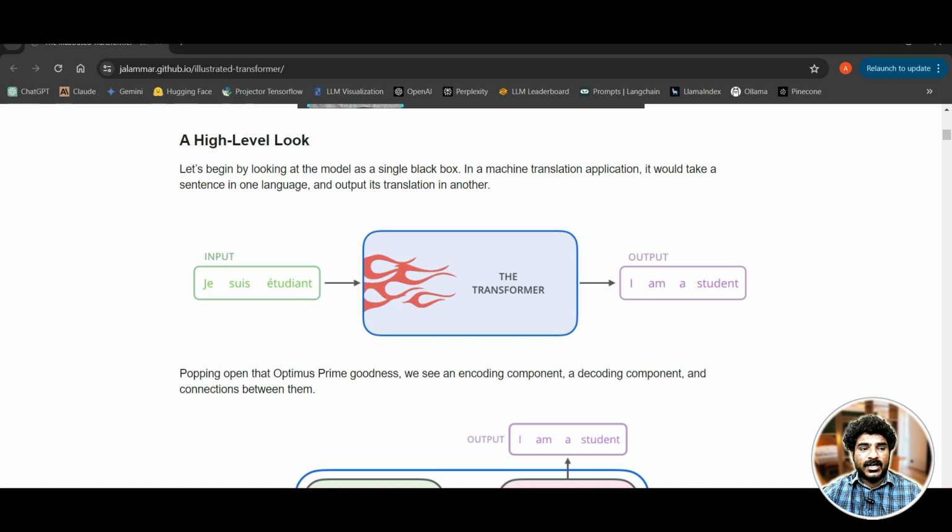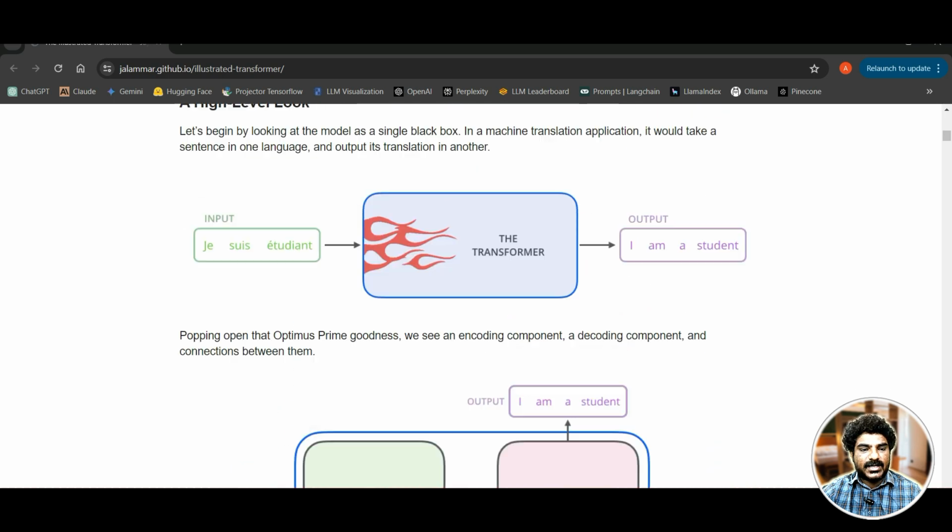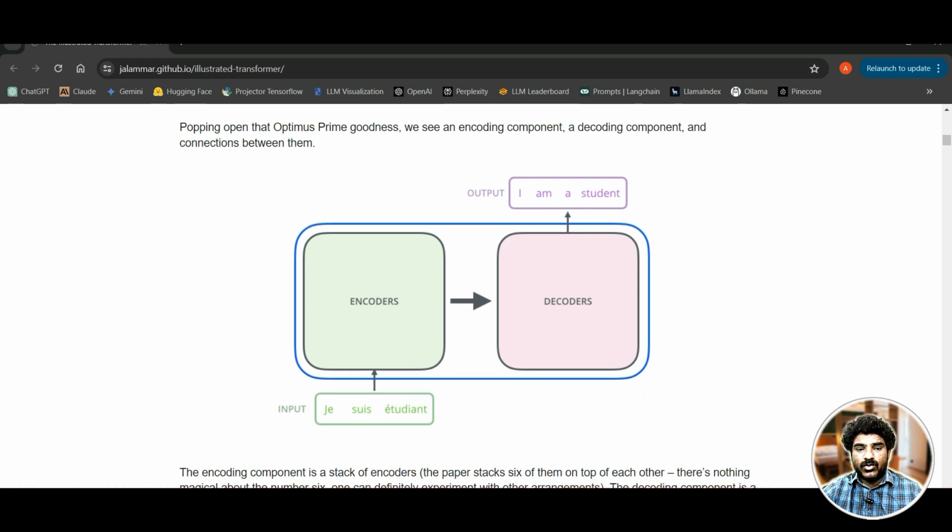So it provides input in one language and provides output in the other language. The same thing can be visualized like this, right? You provide an input and you get the output. So this is a transformer. As we saw, this is a transformer, right? Inside this transformer we have a few components, as I told: we have encoders and we have decoders.